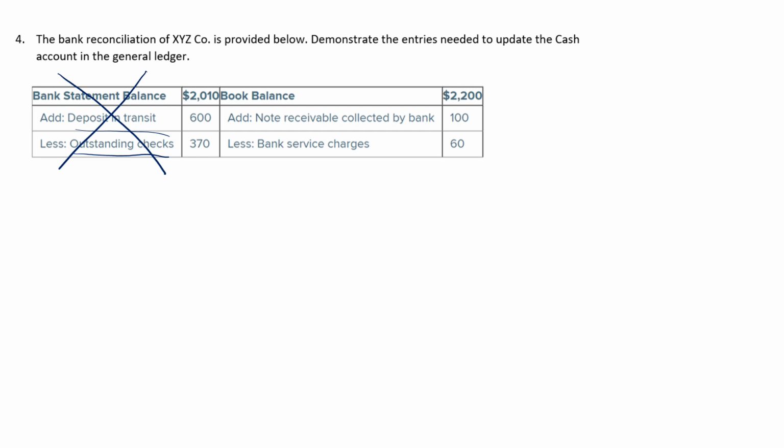So the first one is note receivable collected by the bank. So this is going to be a book adjustment. This is going to be an increase in cash of $100 for the company. So since cash is increasing, you debit cash. This is a note receivable, so you credit notes receivable. And the amount is $100.